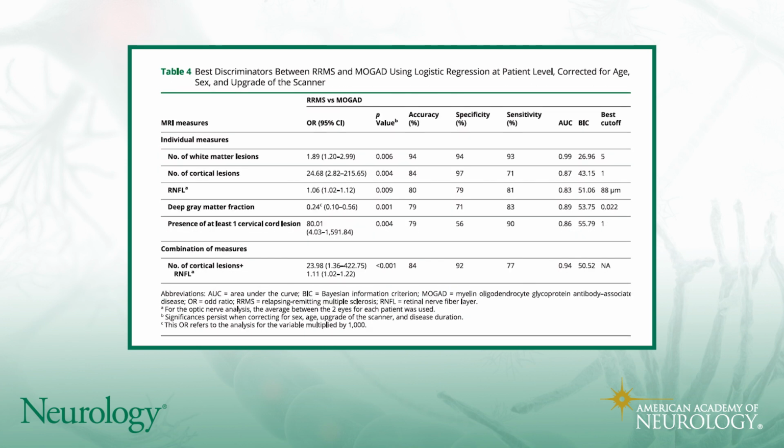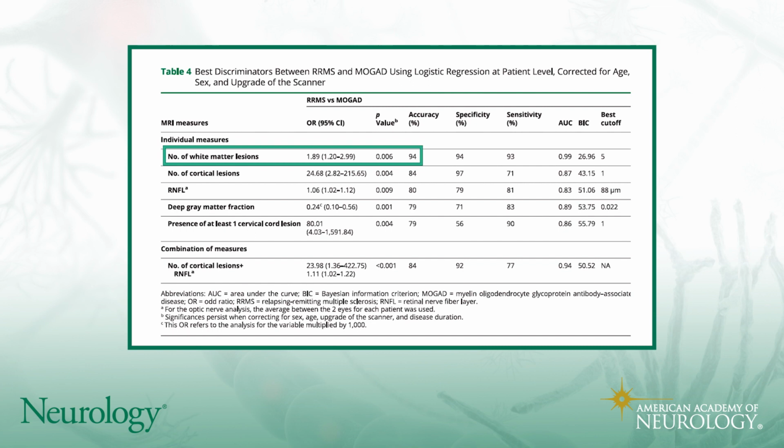So if we move forward and now try to differentiate MS from MOGAD, we can see there are some differences in the individual measures that show the highest accuracy. In this case, the number of white matter lesions shows the highest accuracy with 94%. And we can remember from our study population that 27% of MOGAD patients had white matter lesions, and 100% of MS patients had white matter lesions. So there's a clearly differentiating point in these two diseases regarding the number of white matter lesions.